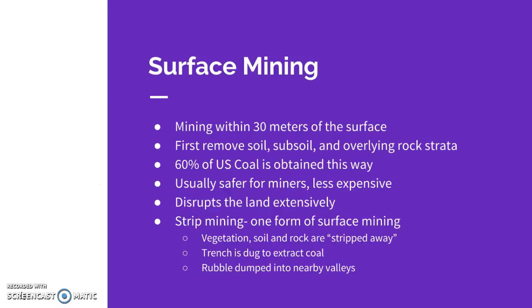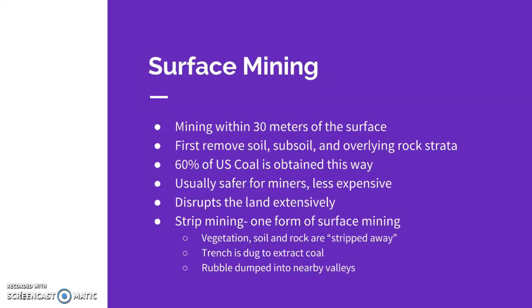Surface mining is one of the ways that we get our coal. Surface mining is mining within 30 meters of the surface. To get the coal, you must first remove the soil, then the subsoil, and then the overlying rock strata. 60% of the U.S. coal is obtained this way through surface mining, and it's usually safer for miners and less expensive, but it does disrupt the land extensively.